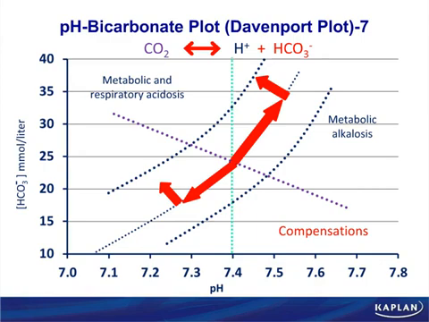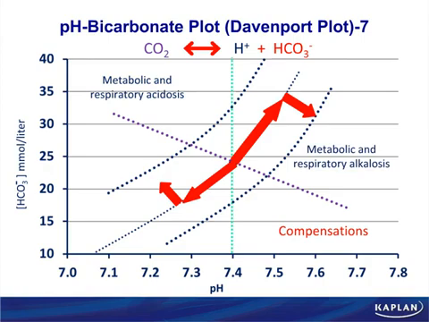Similarly, what would this represent? Correct. This is a mixed metabolic and respiratory alkalosis. We have a metabolic alkalosis, we're in the upper right, and CO2 went down instead of going up. So that's a respiratory alkalosis. So this is a mixed metabolic and respiratory alkalosis. Notice that CO2 and bicarb are going in opposite directions.